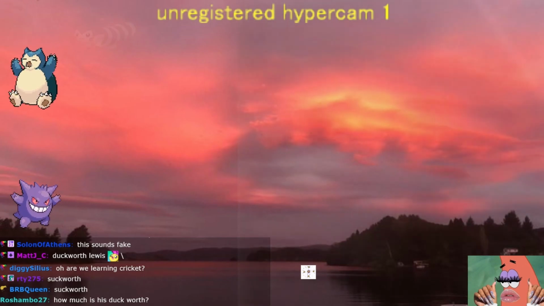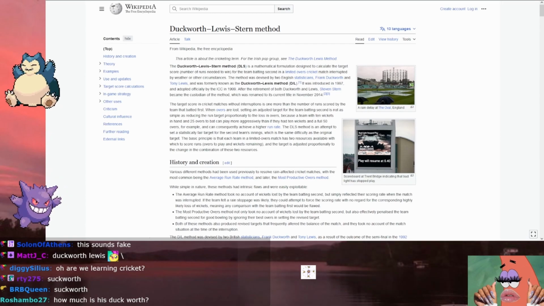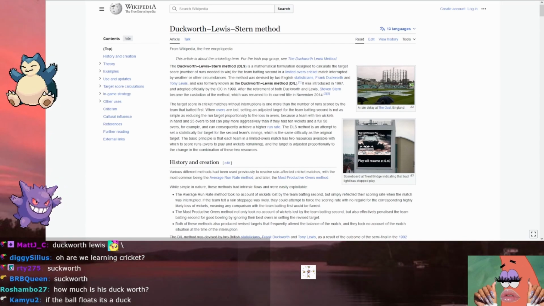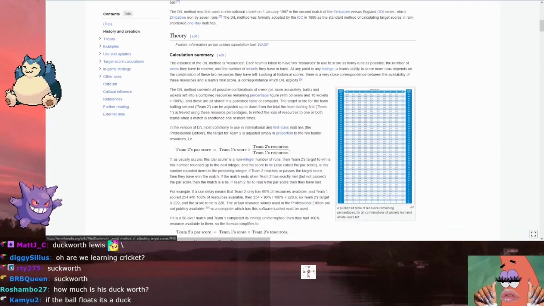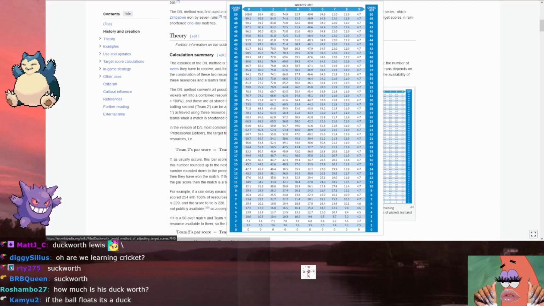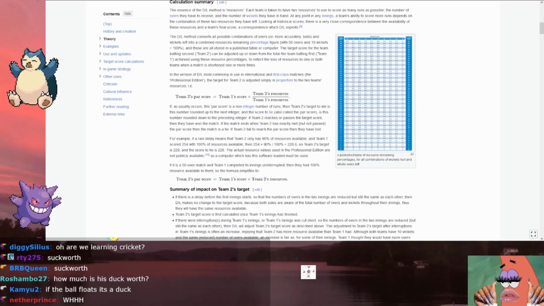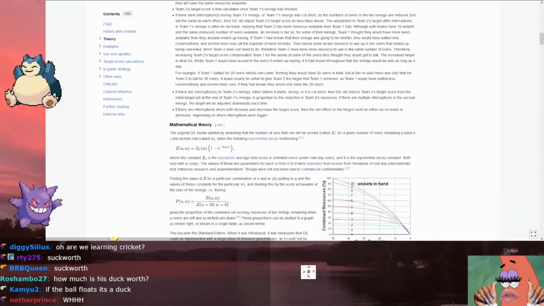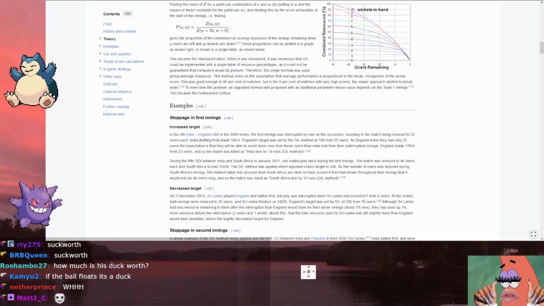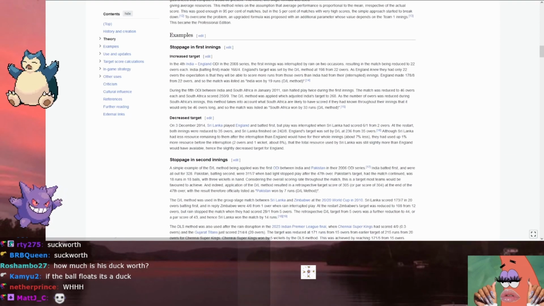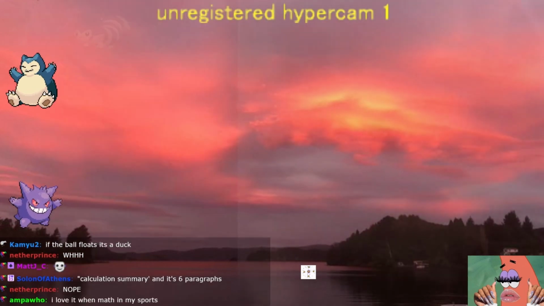Okay, yeah, here we go. So here's the Wikipedia page for the Duckworth-Lewis system. As you'll see as I scroll down, we've got some interesting tables going on. There's a calculation summary of how scores are worked out, and then there's formulas and graphs and things that happen. And, yeah, that's the Duckworth-Lewis system.